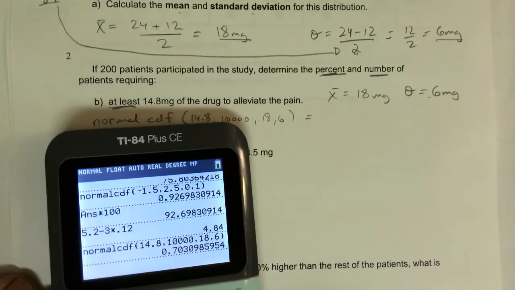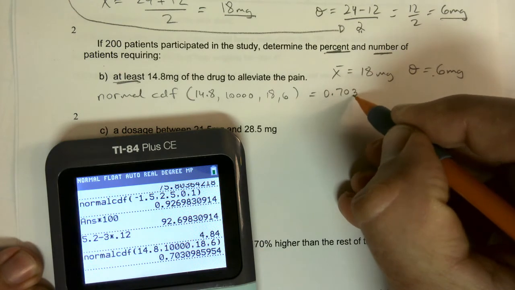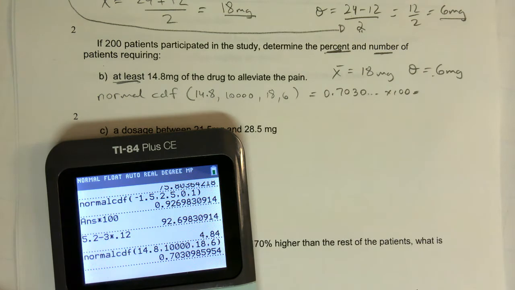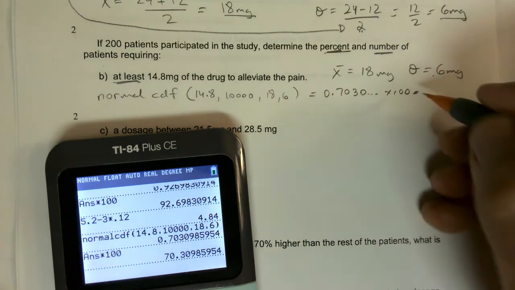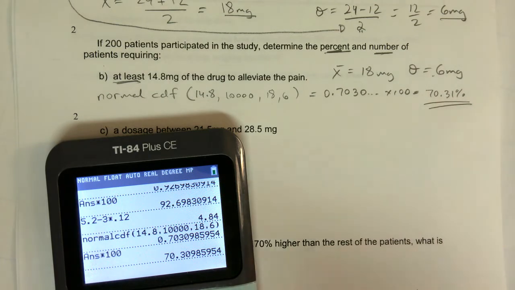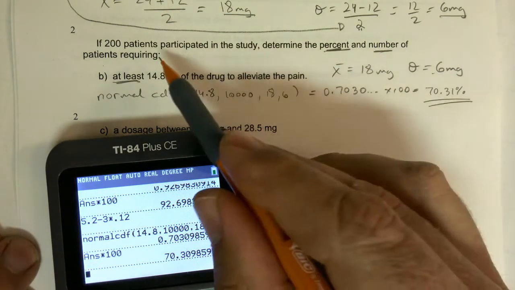So you get 0.7030, and that keeps going, times 100. I'm just going to answer, and that's 70.31%. That's the percentage.